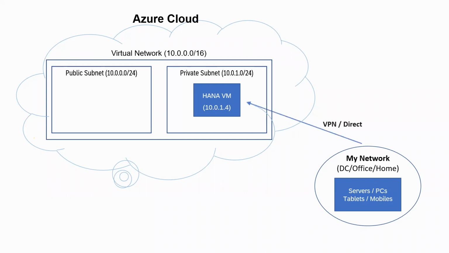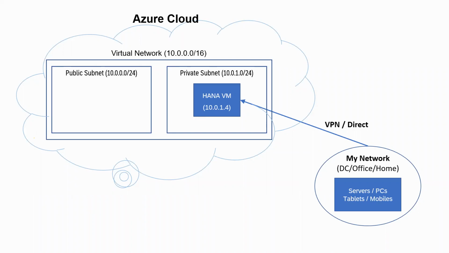Now what happens if you want to access this VM from your network? What should you have? You will need a VPN connectivity, that is a virtual private network. So you need to set up a virtual private network from your network to the private subnet, or you can have a direct connection.